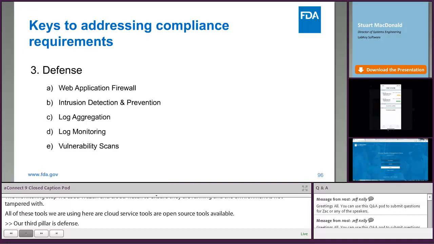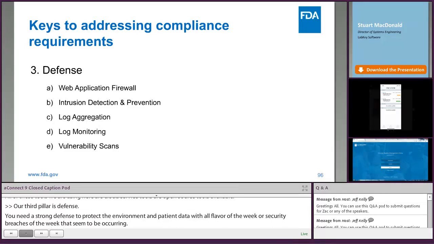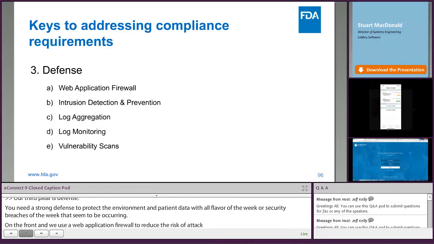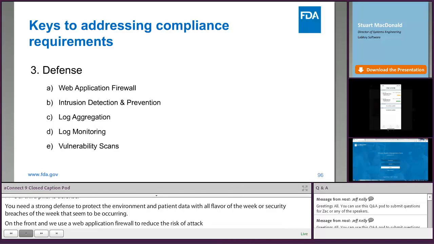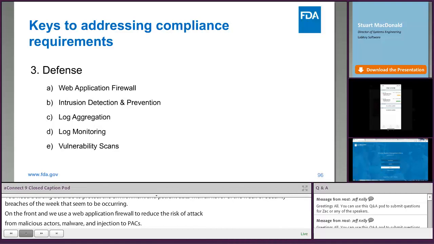On the front end, we use a web application firewall to reduce the risks of attack from botnets, known malicious actors, malware, cross-site scripting, and SQL injection attacks. We use various intrusion detection tools to detect and prevent intrusion, including log aggregation and monitoring tools to aid in the consolidation of event logs, along with various vulnerability scanning tools to detect vulnerabilities.